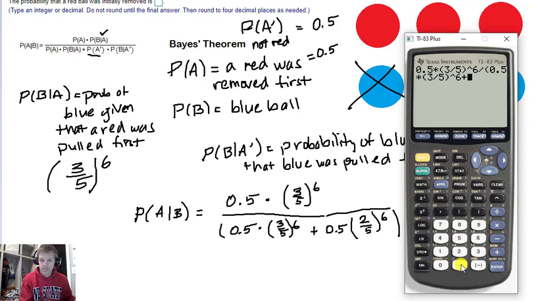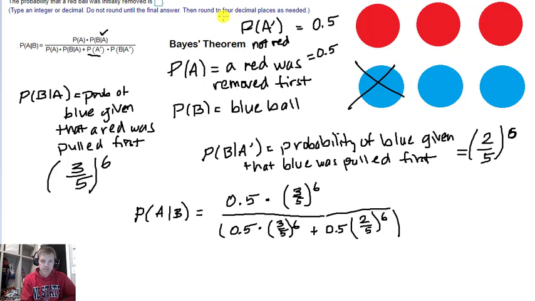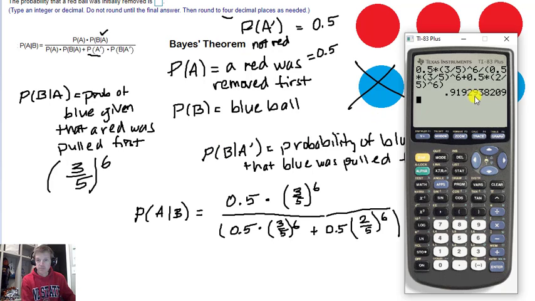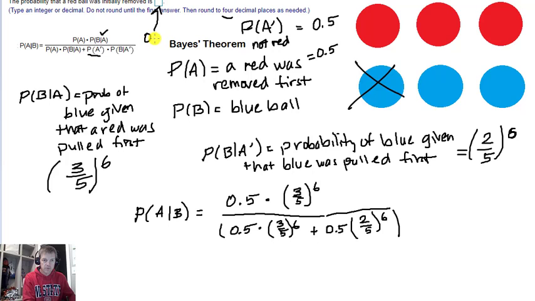And then we're going to add plus 0.5 times 2/5 to the 6th. So parentheses 2 divided by 5 and raise that to the 6th. And now we can close our last parentheses. And so we get 0.9192. So it wanted 4 decimal places here. All right, so we're going to put 0.9192 as this first answer. And excuse me, when we round that, we look at the 5th decimal place as a 9, so it becomes 0.9193. So this first answer up here is 0.9193.